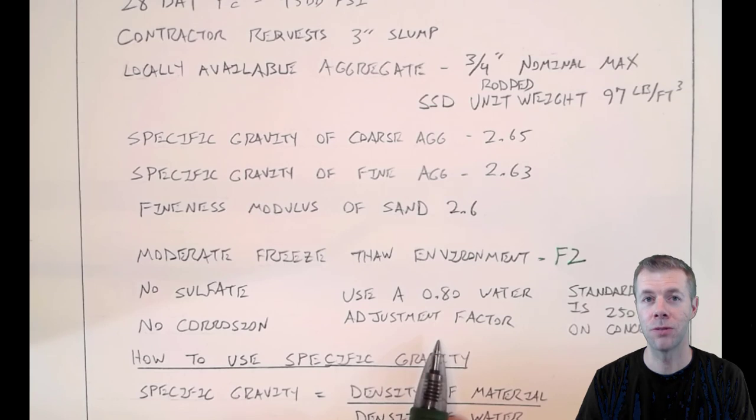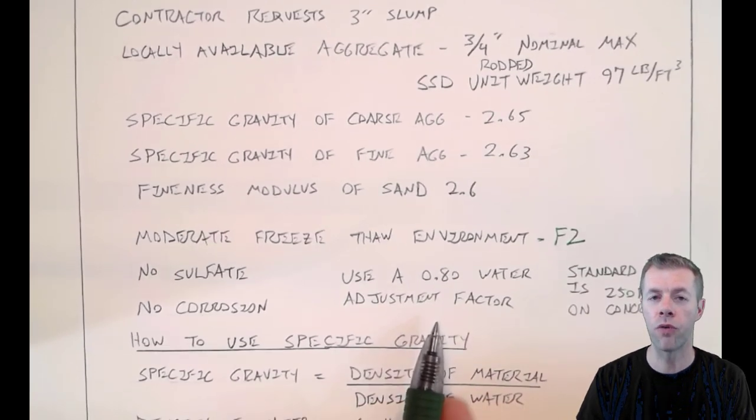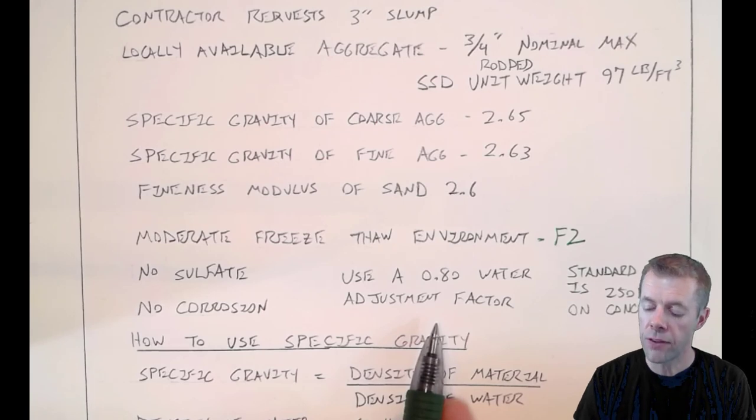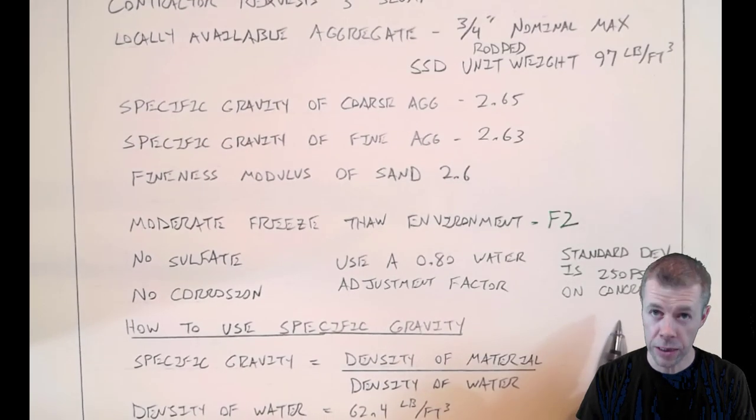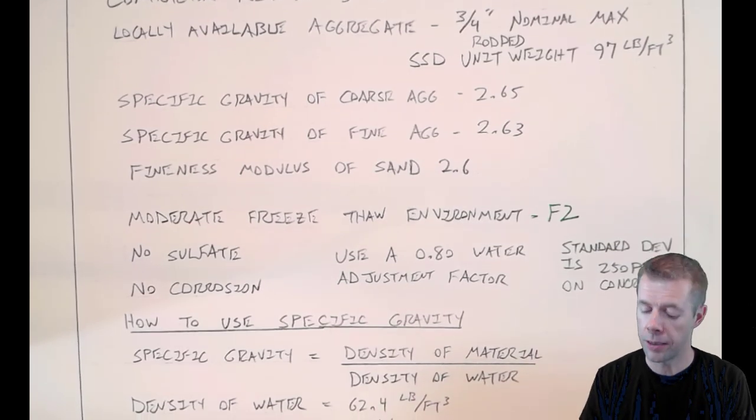That's from experience. That's from a person knowing their materials and how they typically perform. And we're just going to tell you to use a 0.80. Now, you'd have to figure this number out for yourself. And the standard deviation of the compressive strength on the concrete mixture is 250 PSI.